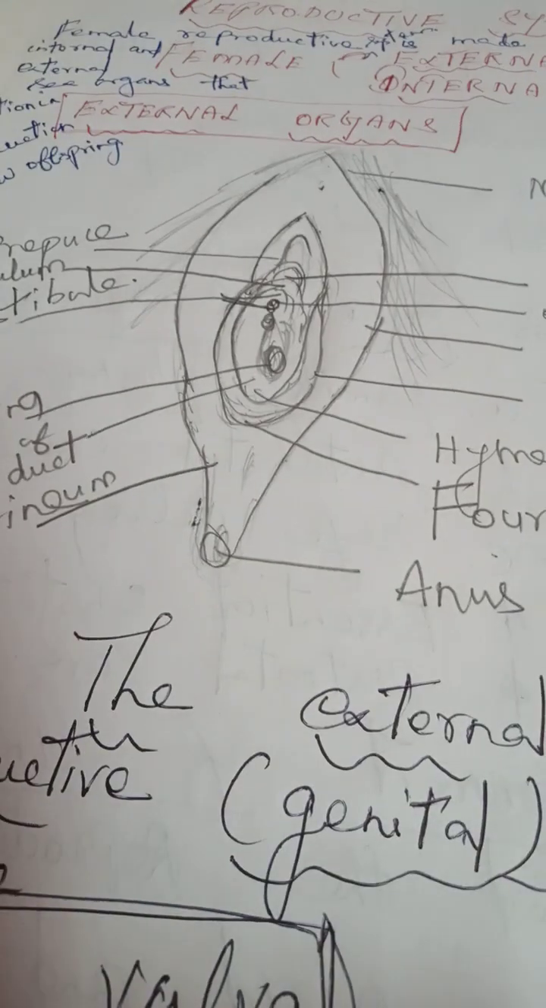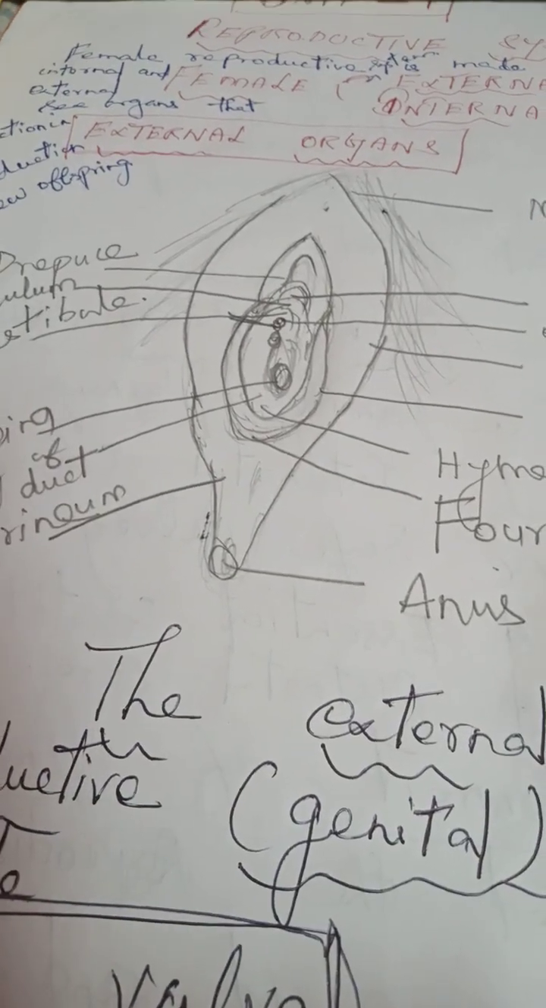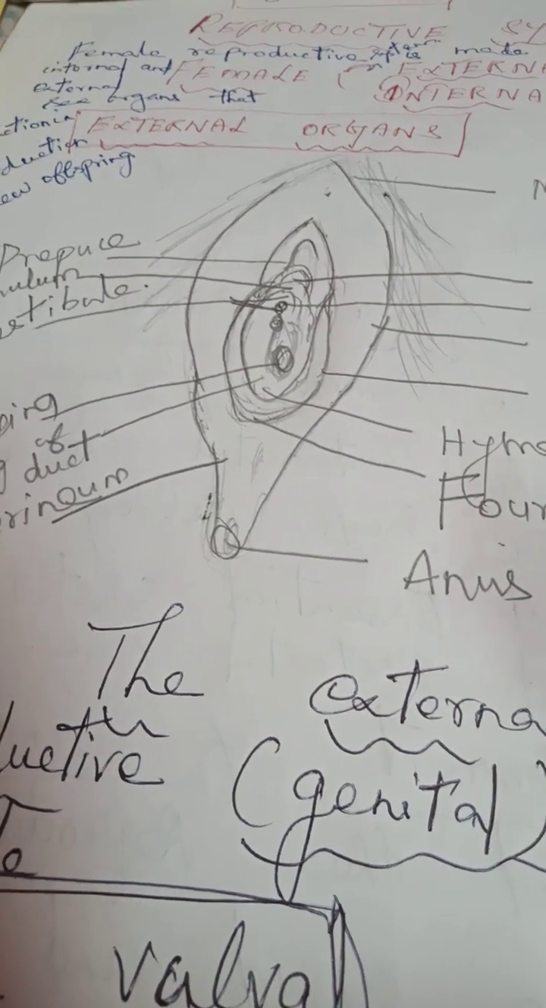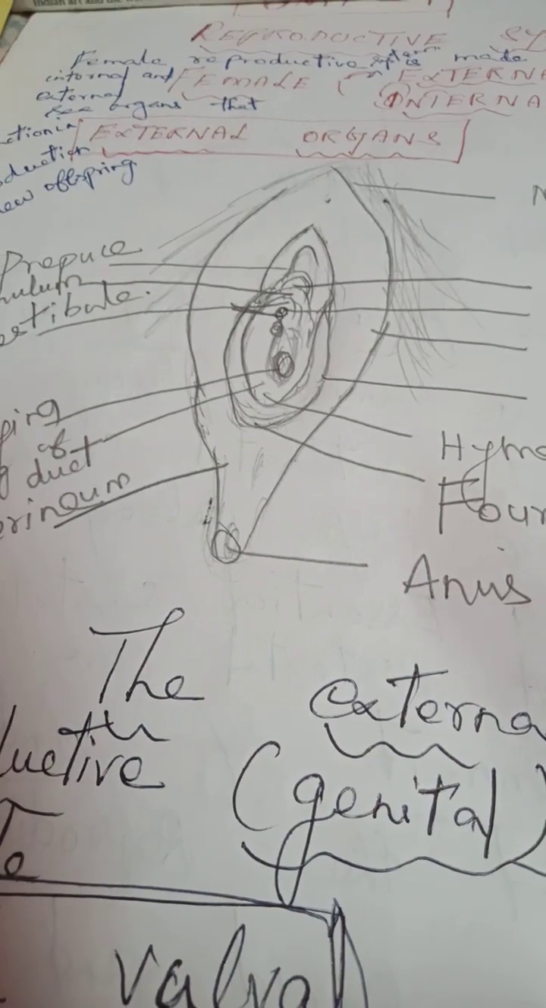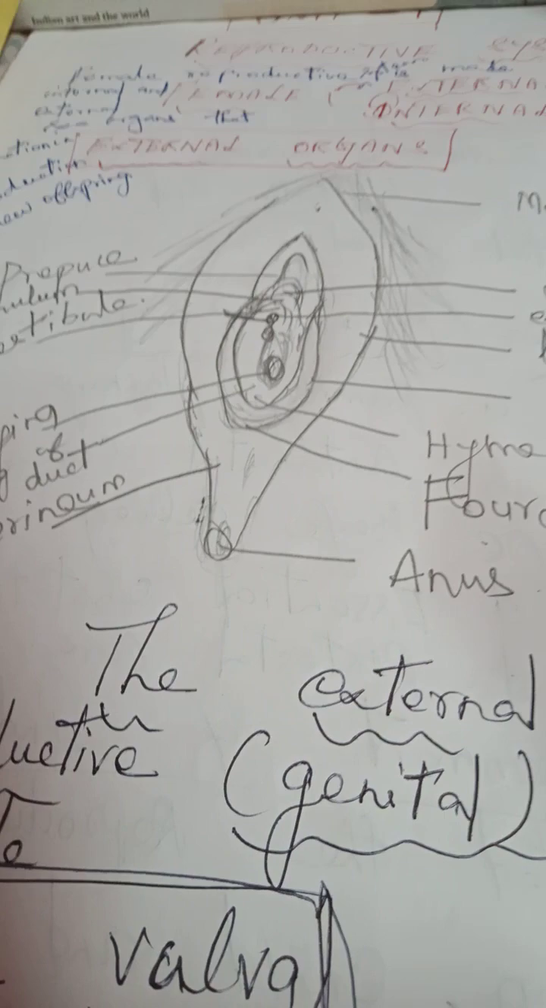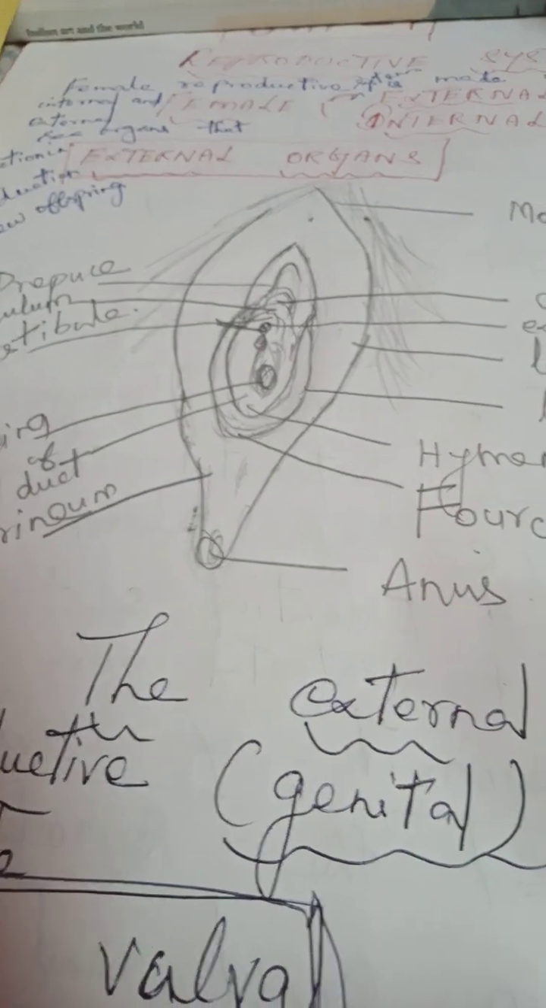Let me explain about the female external genitalia. First one, the vulva. The term vulva applies to the external female genital organs. This consists of the following structures.